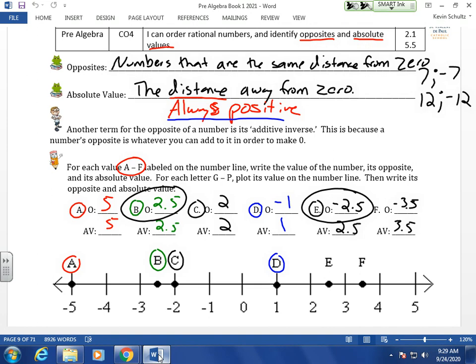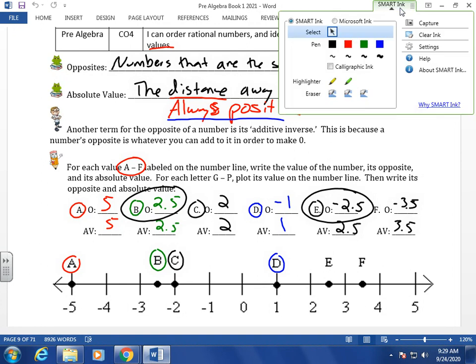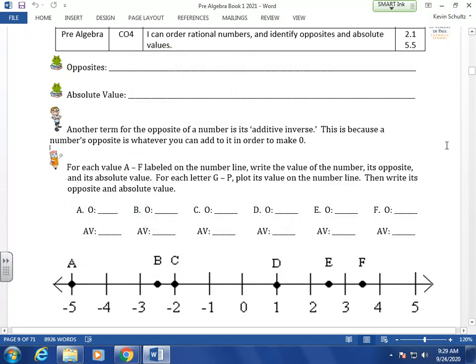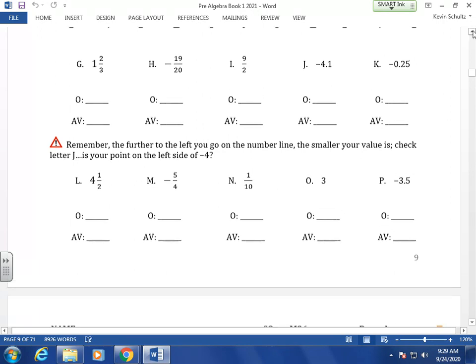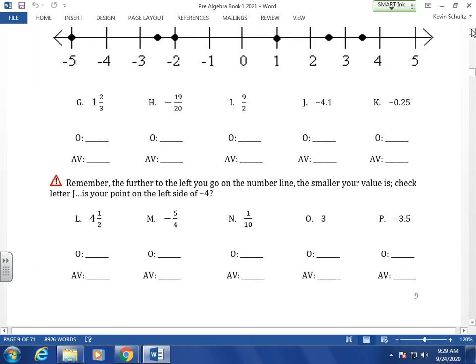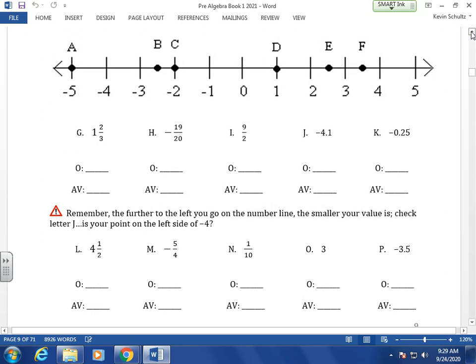Doing okay? All right. Because the next set of values, this is where you get to impress me with your knowledge. G through P are not plotted for you. So you need to plot the points on the number line provided, write the opposite of the given value, and then the absolute value of the given value.